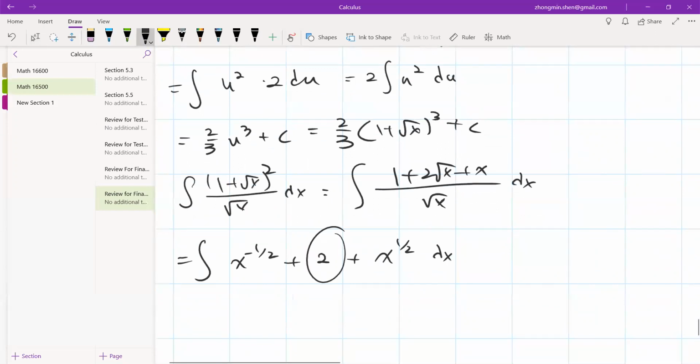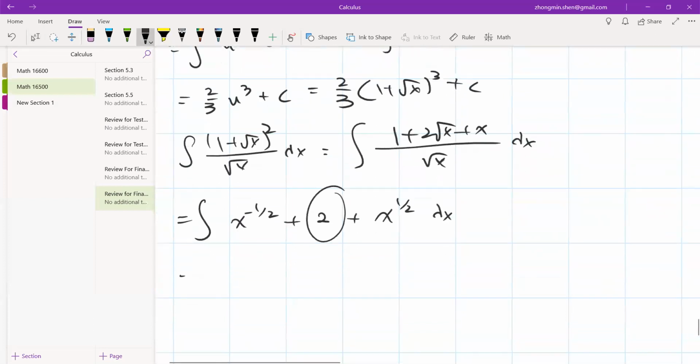Now, many students just get rid of this 2, just drop it. Okay, the 2 is there. The integral of 2 is 2x. So you have to find the entire antiderivative of each term. This will be 2x.